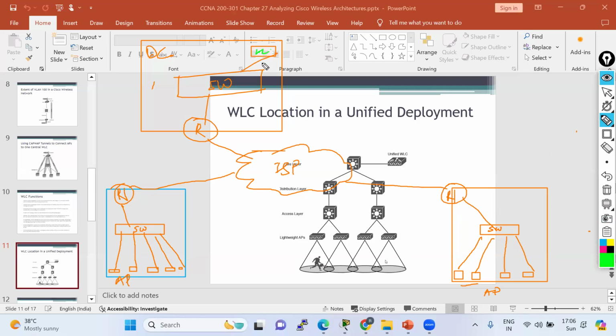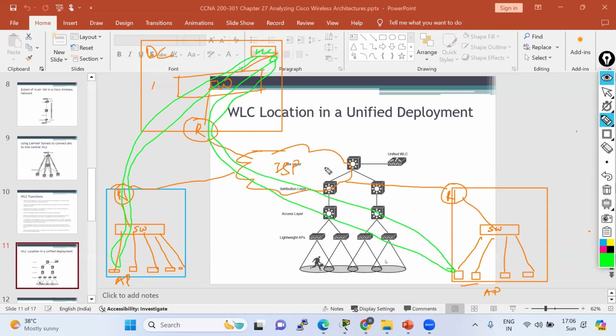This is my WLC, okay? So my branch location AP builds the CAPWAP tunnel to this WLC over the WAN. My WAN acts as a transit to form the CAPWAP tunnels. So for any kind of control connection, my AP always reaches the WLC over the WAN, and then they provide the Wi-Fi services.